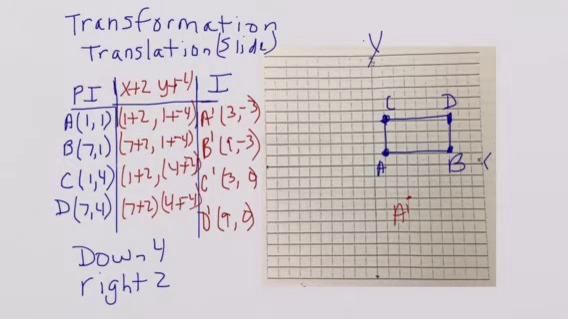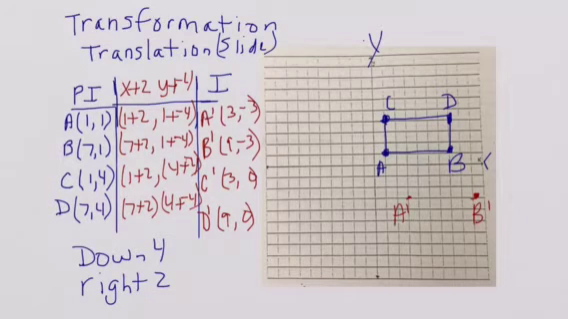And then we're going to do 9, -3. Or we're going to go on B, we're going to go to the right 2 and then down 4. 1, 2, 3, 4. And that's 9, -3, and that's B prime.